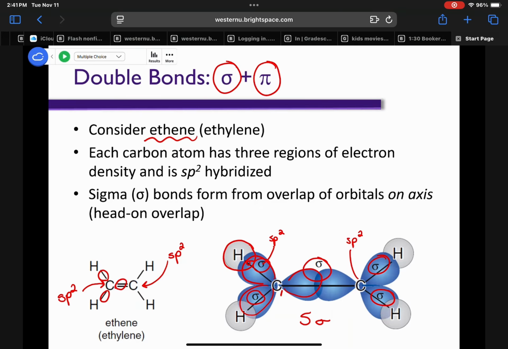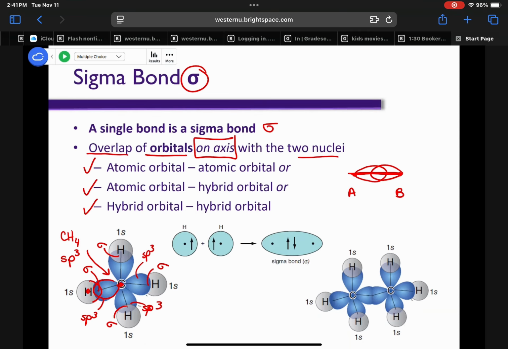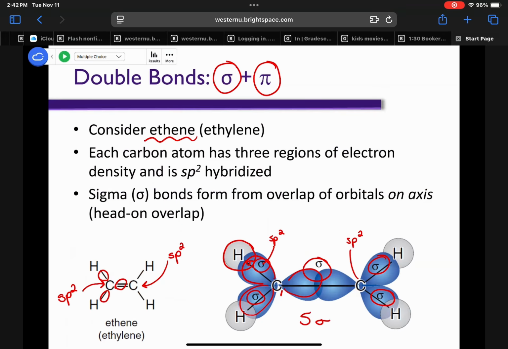Now, you know what? I said a moment ago that sigma and single are almost interchangeable, and that was inaccurate. I need to clarify that statement. A single bond, bond order 1, is a sigma. A sigma is not always a single bond. So a sigma makes up a single. A sigma also contributes to a double bond.